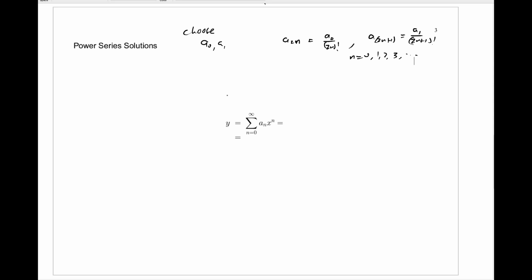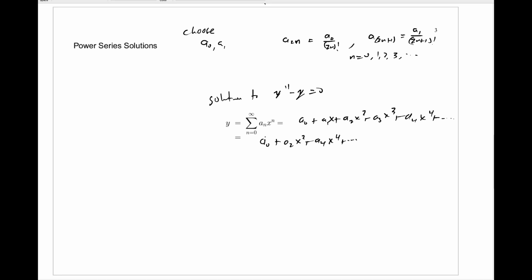Now, what does that let us do to understand what our function is? Well, our function y, this is our solution to y double prime minus y equals 0. This solution y, which is written as the sum of a sub n x to the n in power series form, can be written as a sum over the even index terms. And let me just write that out. The full sum here is a0 plus a1x plus a2x squared plus a3x cubed plus a4x to the fourth plus etc. I'll write that as the even index terms, a0 plus a2x squared plus a4x to the fourth, etc., plus the odd index terms. And I'm doing this for exactly the reason that there are different formulas for the even and the odd index terms. We have a1x plus a3x cubed plus a5x to the fifth. Those are the odd index terms.